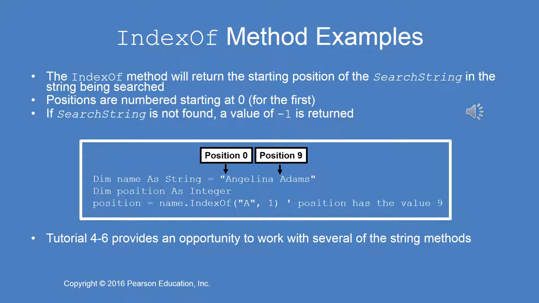Here's a coded example of the index of method. In this example, we declare a variable name as string, and we initialize it with the string Angelina Adams, capital A for first and last name. And then we declare an integer named position. And we initialize position by assigning name.IndexOf, we search for A, and we start at one.